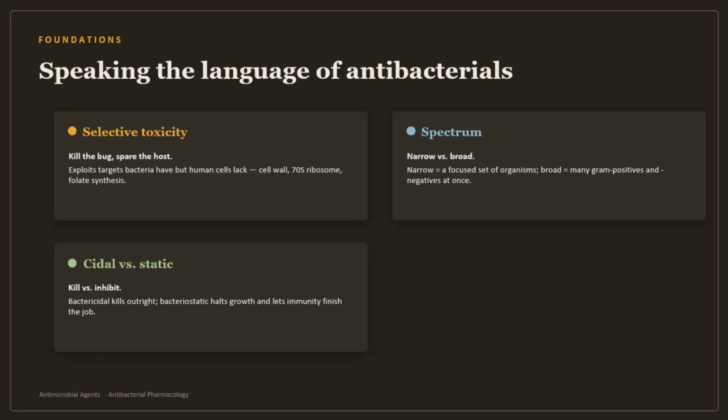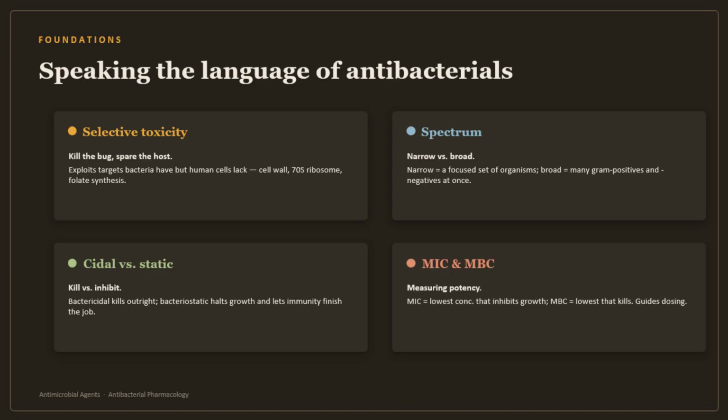Okay? Foundations first, because if you nail this vocabulary, everything downstream gets so much easier. These are the 4 concepts every antibacterial conversation is built on. Number 1, selective toxicity. This is the whole game: kill the bug, spare the host. Antibiotics work by hitting targets that bacteria have but our human cells do not, things like the cell wall, the 70S ribosome, and folate synthesis.